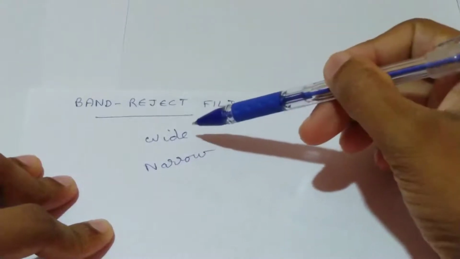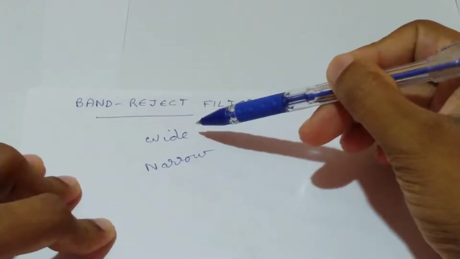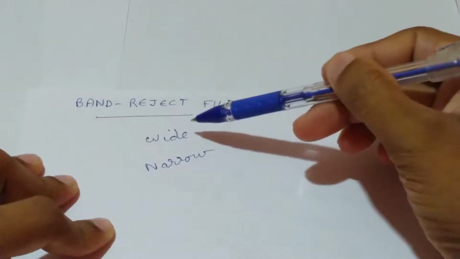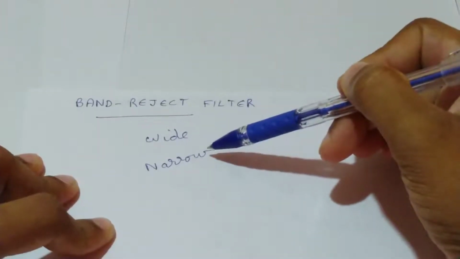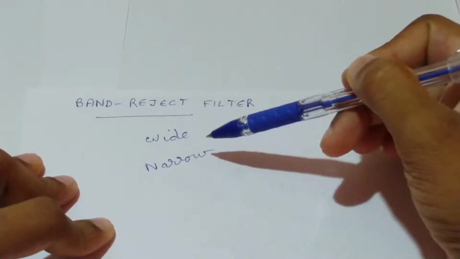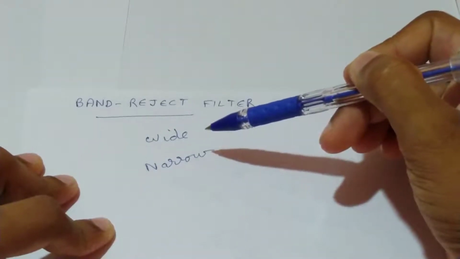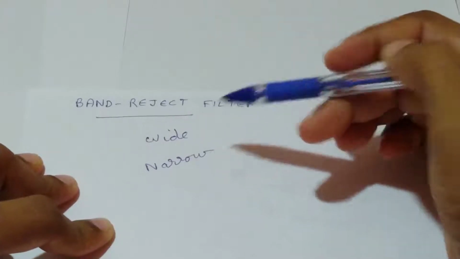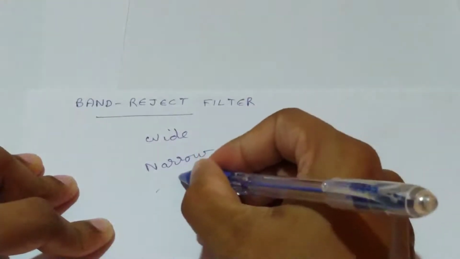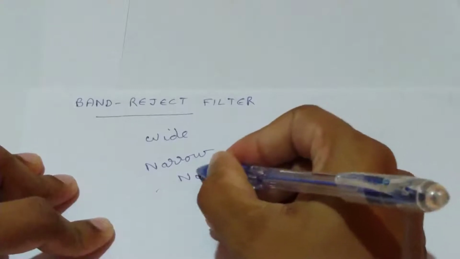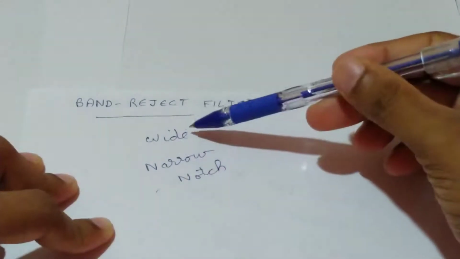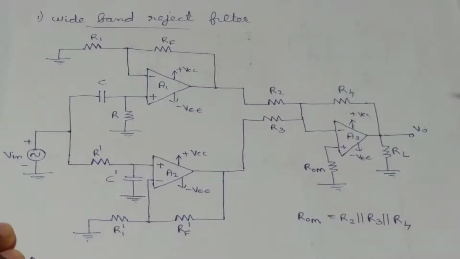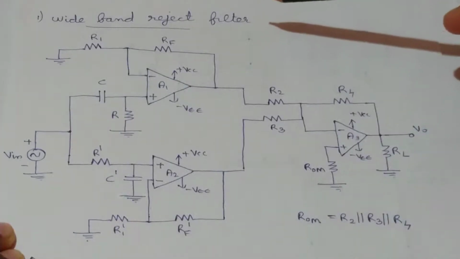And a band reject filter is said to be a wide band reject filter if its quality factor is less than 10, and it is said to be a narrow band reject filter if its quality factor is greater than 10. And this narrow band reject filter is also called a notch filter. Let's now look at these wide and narrow band reject filters in detail. First, consider this wide band reject filter.